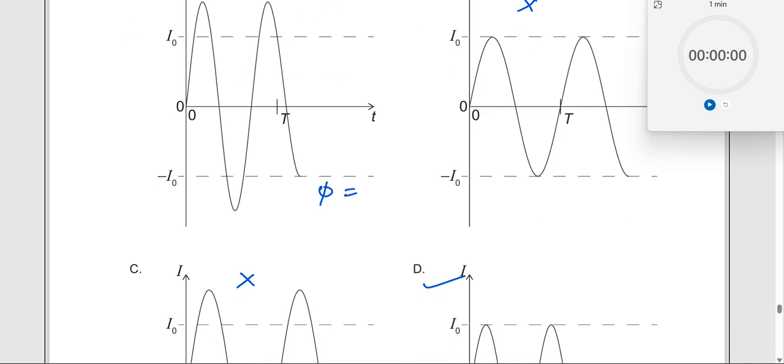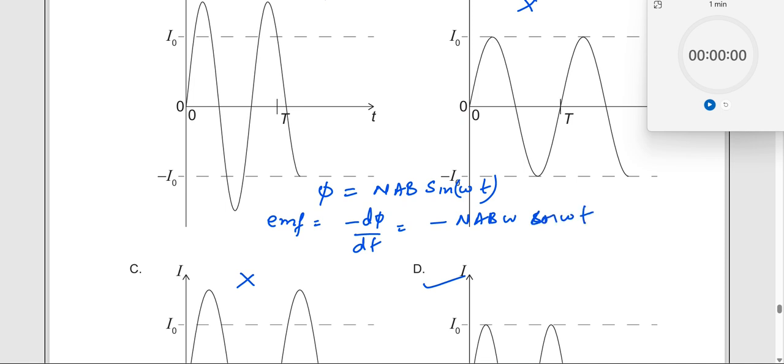We know that the flux phi is equal to NAB sine omega t. What is N? Number of turns, which is given as 240. A is the area, B is the magnetic field, and omega t is 2 pi f into t. So what is the induced EMF? Induced EMF is nothing but minus d phi by dt, right? When I differentiate this, I get minus NAB omega cos omega t. This is what I get.